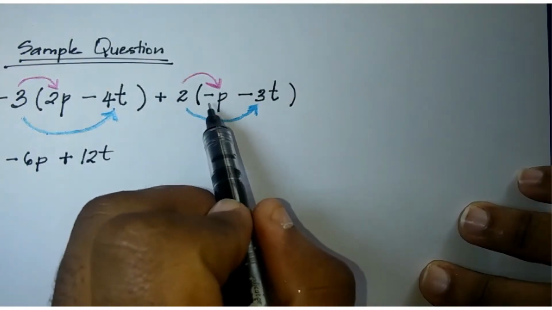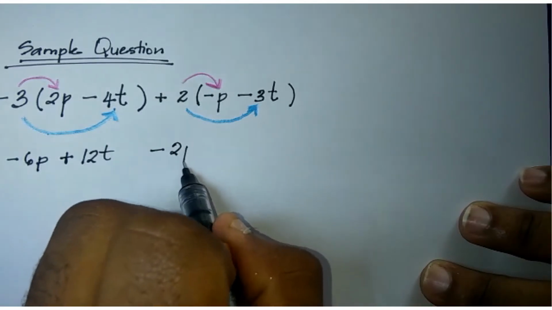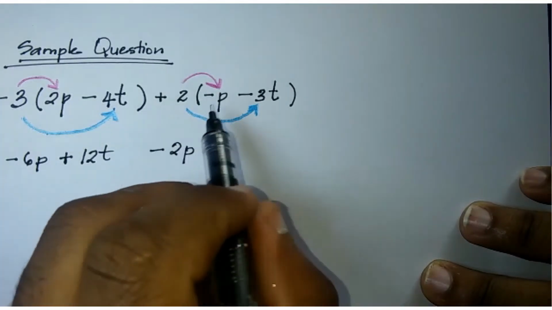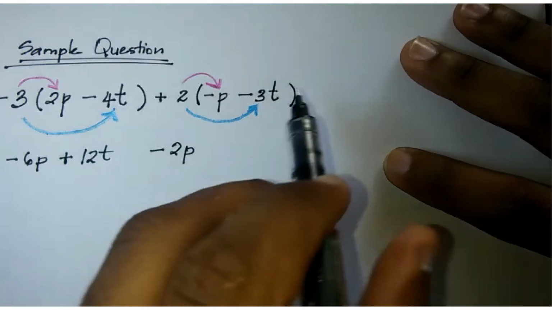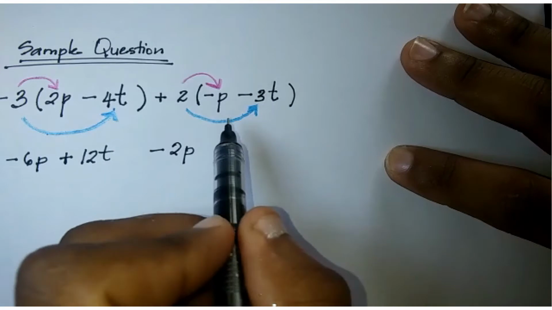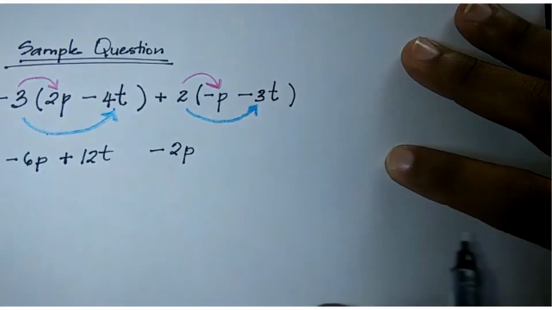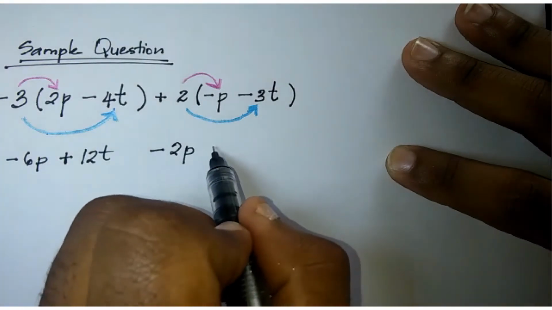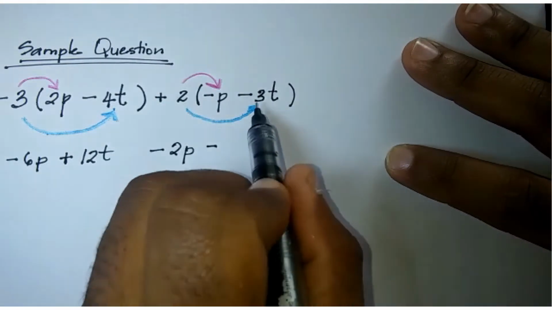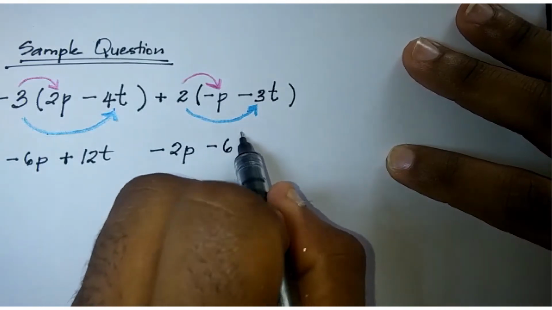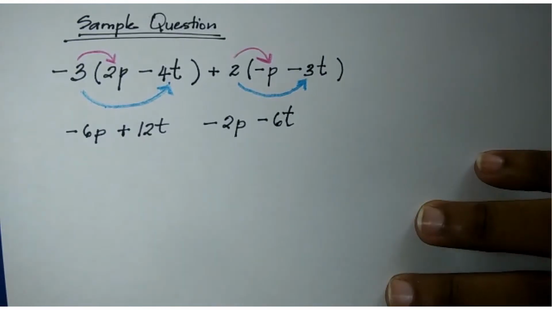Positive 2 times negative p will give me a negative 2p. Remember, a positive number times a negative number gives me a negative answer. Let's look at the blue one now. Positive 2 times negative 3t will give me a negative number. So positive times negative gives me negative. 2 times 3 gives me a 6. And remember, it has the t on it. Good, so we have expanded our brackets.